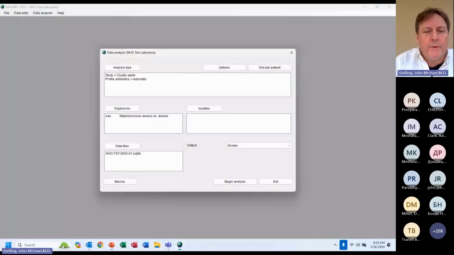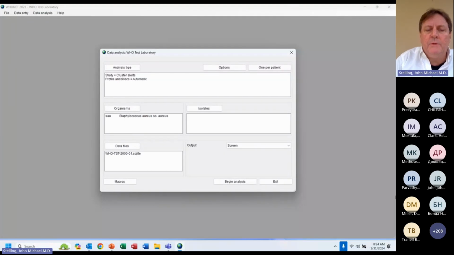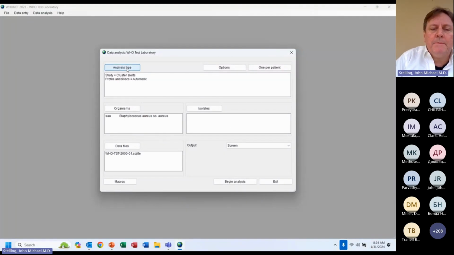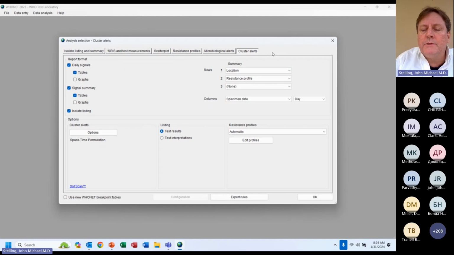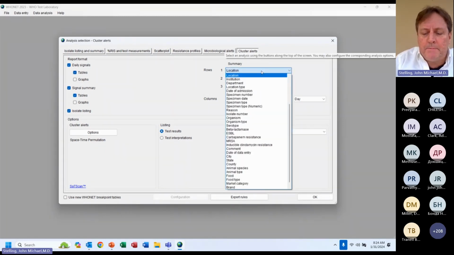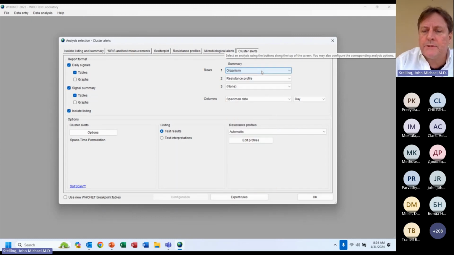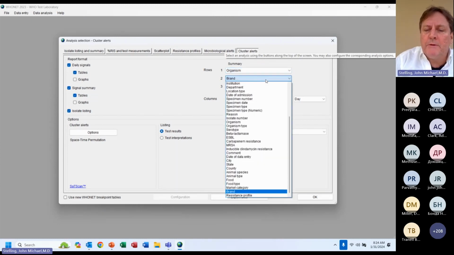So let me start off with that. I'm back in WHONET. I go to analysis type and I will go to cluster alerts. That's fine. Let me choose something very simple. I'll go back to where we started. I will just choose the organism as my row variable.